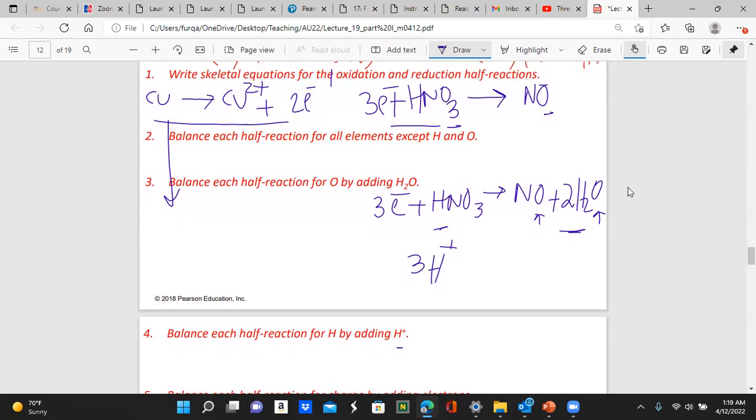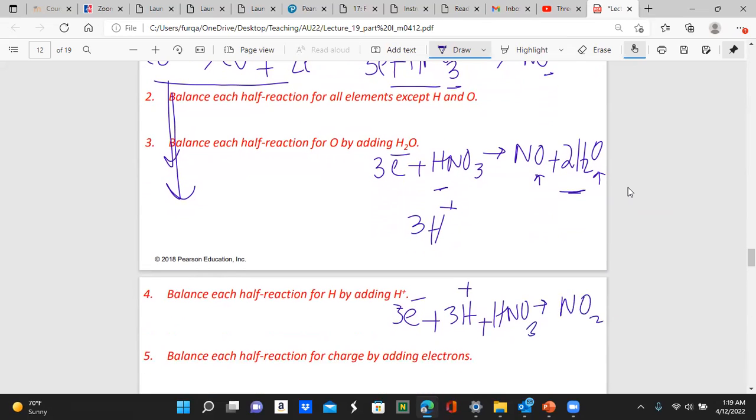Okay, so we are continuing this one, right? This one becomes 3 electrons plus 3 H+ plus HNO3, and that's going to go into NO plus 2H2O. So now I have hydrogens and oxygens balanced on both sides. And this is the equation here with copper. That's going to go into Cu2+, and 2 electrons are being lost.